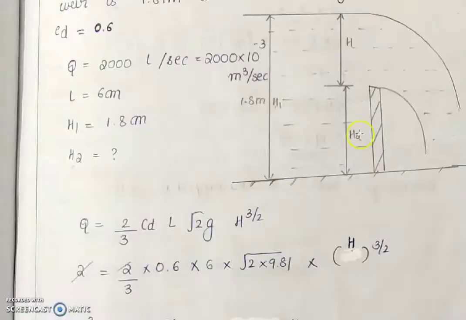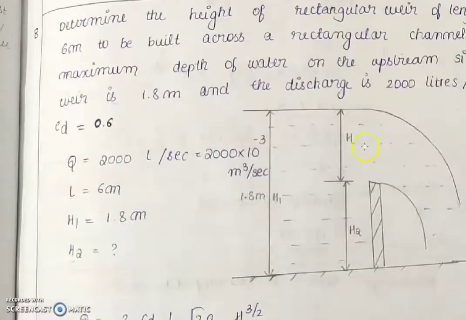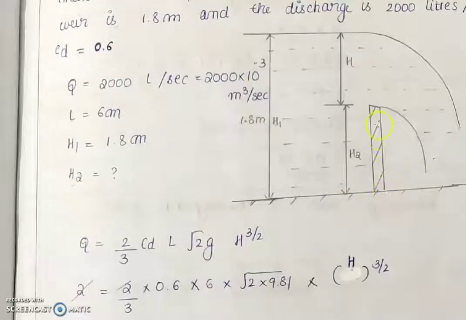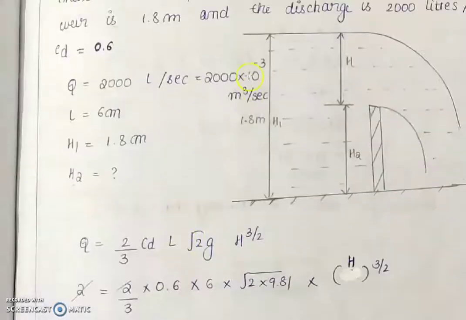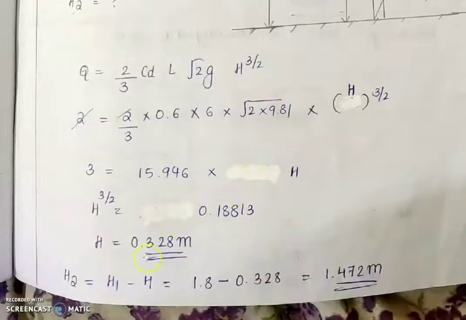So what is asked? It is to find out the height of the rectangular weir. So from the bottom, what is the height? H2 is asked. So H2 is equal to H1 minus h. So H1 is 1.8 minus 0.328 will give you the height of the rectangular weir.